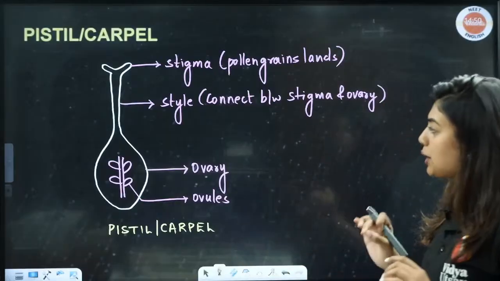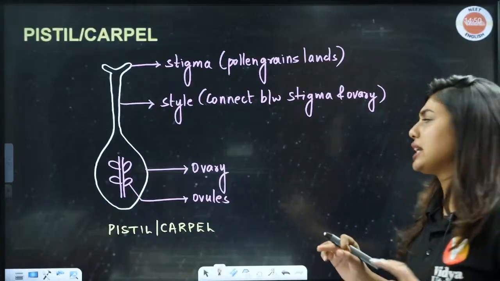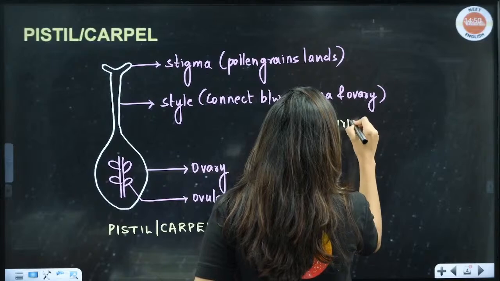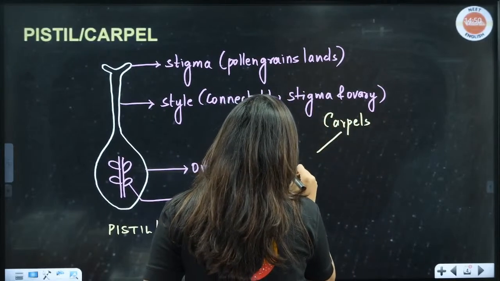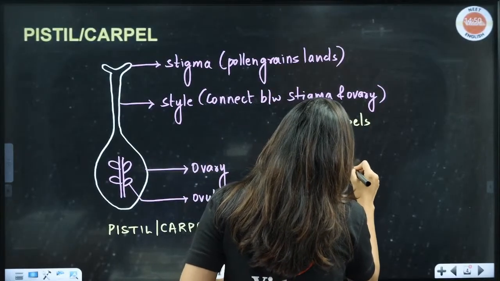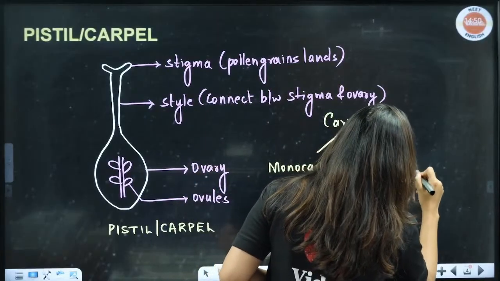Now students, carpel and pistil, does it always have to be single? It's not necessary, but if the carpels are single, they are going to be called monocarpellary. If they are many, they are going to be called multicarpellary.